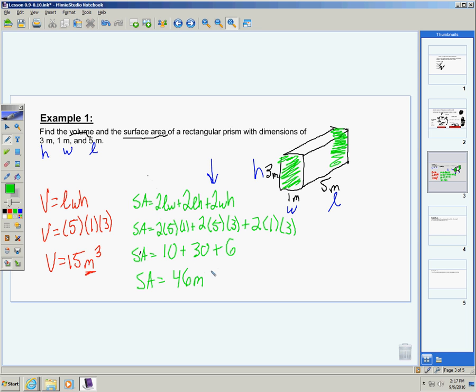And those are my two answers, volume and surface area. Not too bad as long as we just use these formulas.